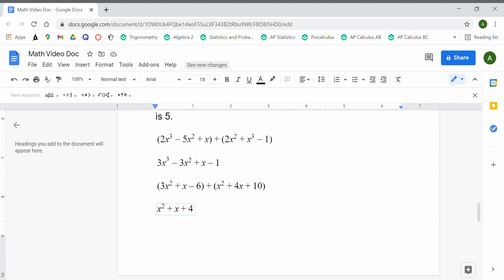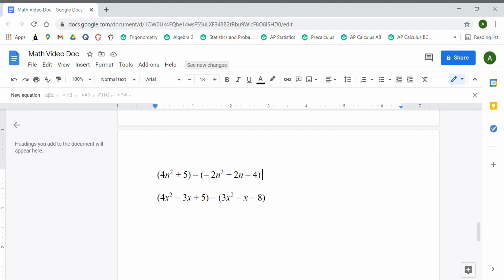And now we look at the variable terms and add them together. So it's going to be 3x squared plus x squared. Always add like terms. Its coefficients are 3 and 1, so it's going to be 3 plus 1, which equals 4. Now for the x terms. It's going to be x plus 4x. That's going to be 5x. And then there's your answer. That's pretty easy, right? Well, wait till you see subtraction.